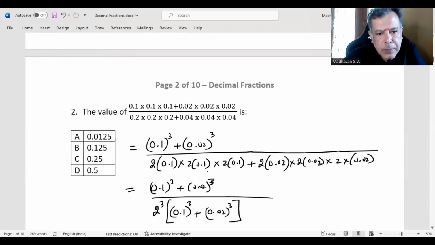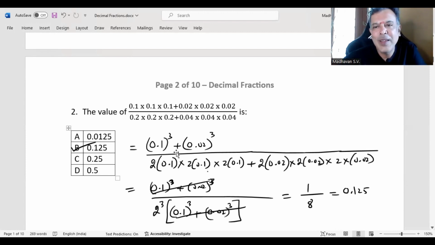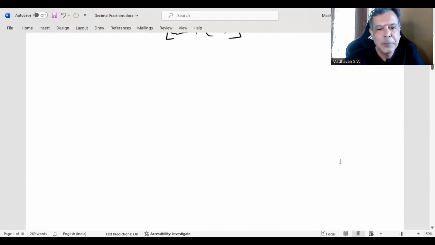So this gets cancelled with this. We get 1 by 2 cube. 2 cube is 8. So 1 by 8 is 0.125. So the solution is option B. Let us move on to the next one.